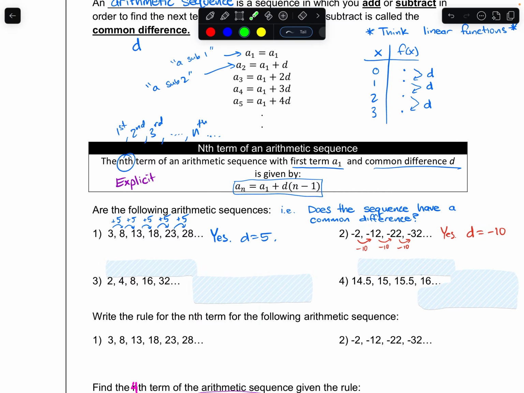All right, now that you have the hang of it, try numbers 3 and 4 on your own. Pause the video and come back and check your work.